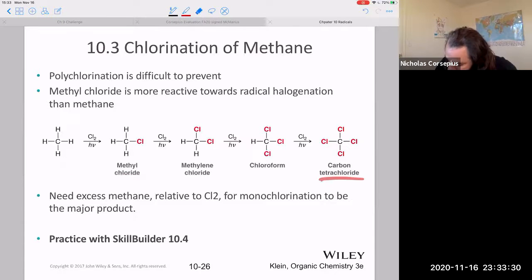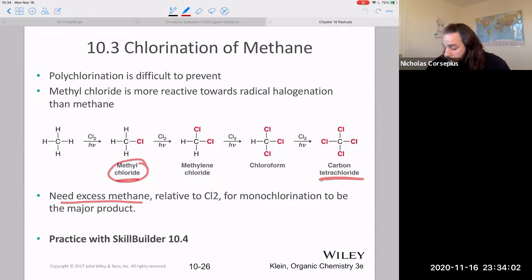So what we do is make sure to have an excess of methane relative to the chlorine, and then we can ensure that we get the methyl chloride, right? So we only want this guy here. We can do that by making sure that the concentration of methane to chlorine is such that there's much more methane. That means that we'll have to separate out the methyl chloride from the unreacted methane, but that's much easier to do than separating methyl chloride from, say, methylene chloride.